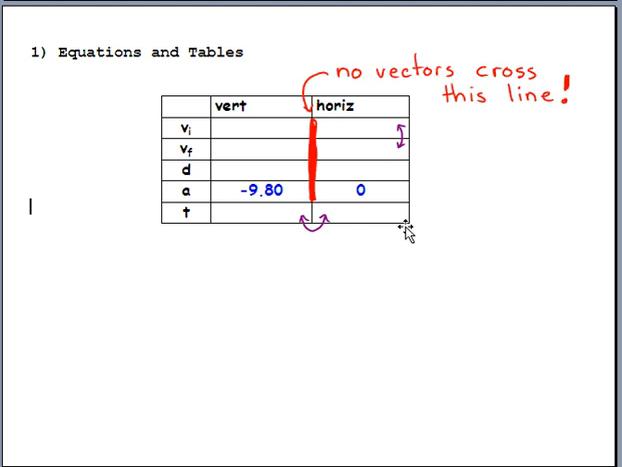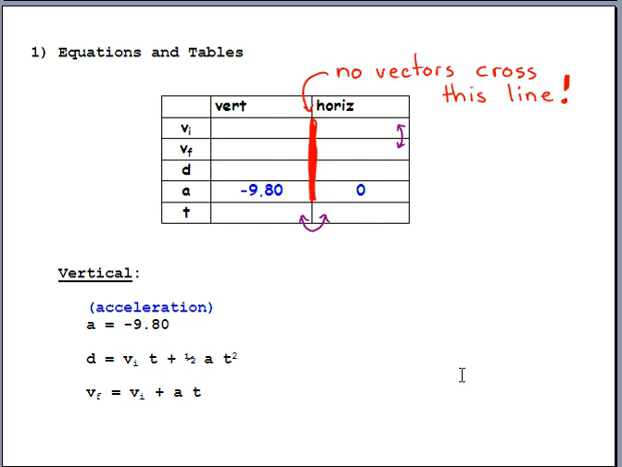Be very careful. The common mistake that students make, if they're going to make one, is to start developing some kinematics equation and then mixing and matching from either side of that orange line I've drawn in. Don't grab one number from here and another number from there when you go to do your kinematics calculations. Stay on one side. So no vectors should cross that line in your equation. Stay in the vertical column or stay in the horizontal.